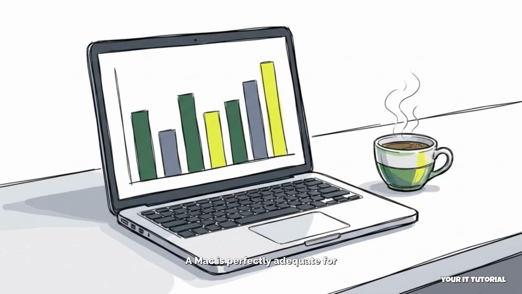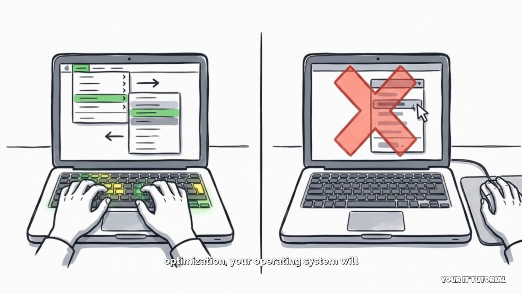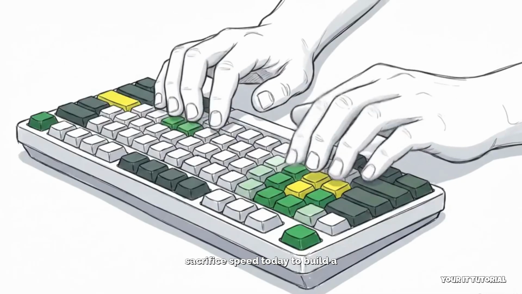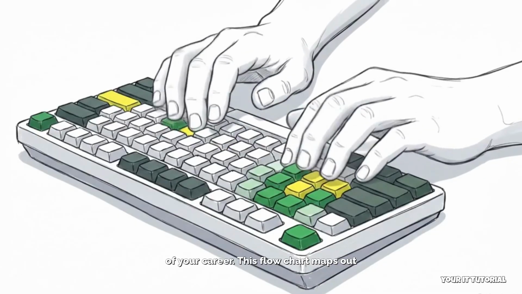A Mac is perfectly adequate for intermediate analysis, but if you rely on deep menu functions, it imposes a hard speed ceiling on professional modelers. At the highest levels of spreadsheet optimization, your operating system will dictate your maximum potential efficiency. The trade-off is simple. You sacrifice speed today to build a permanent, faster workflow for the rest of your career.